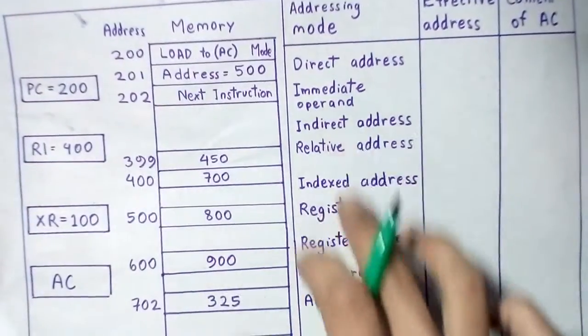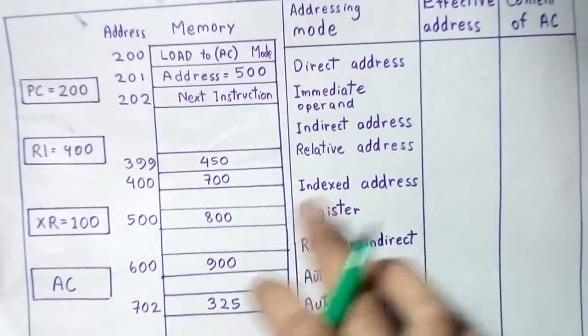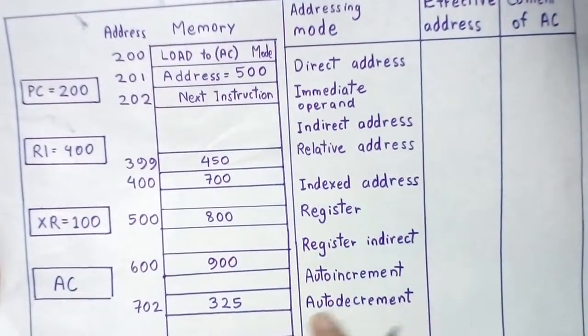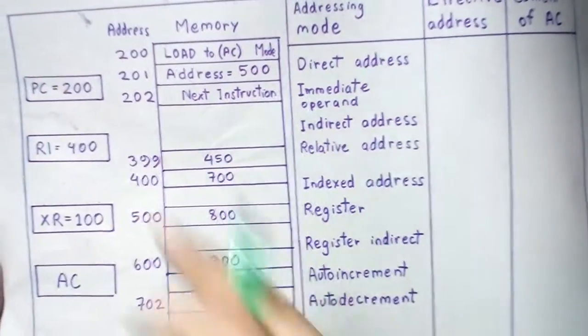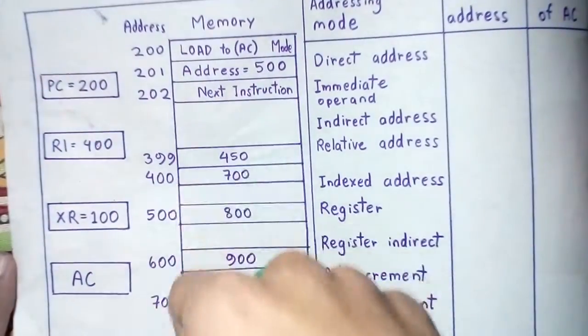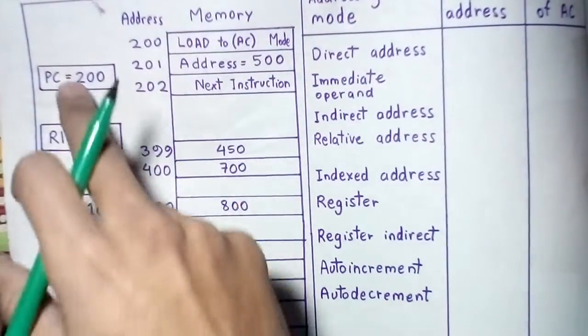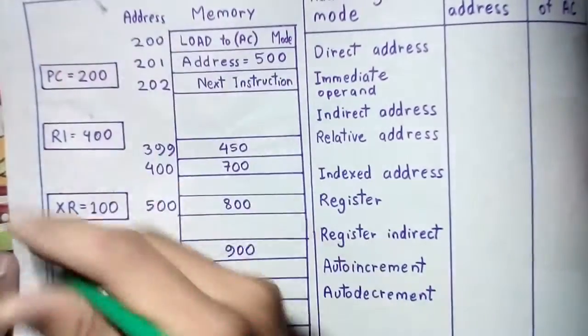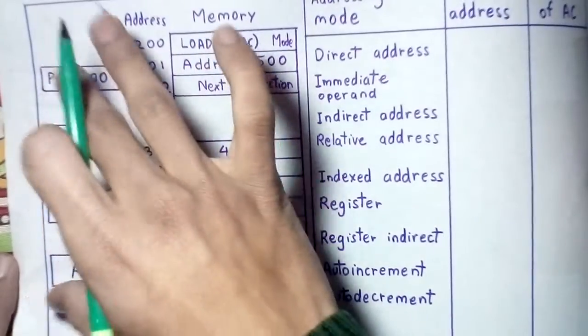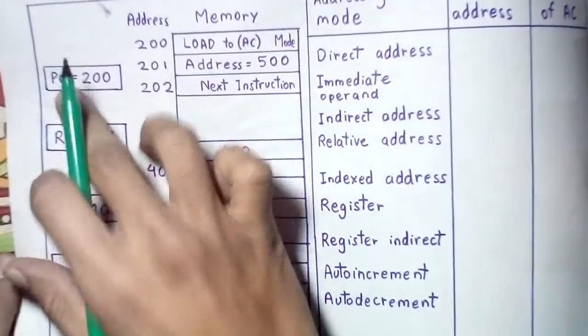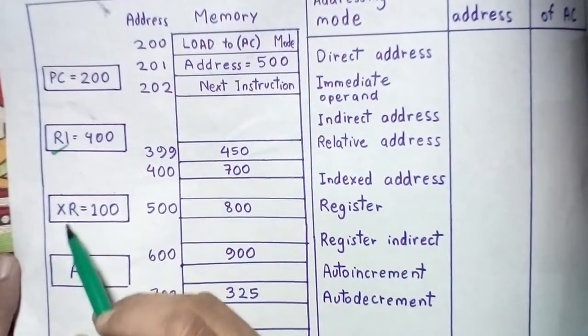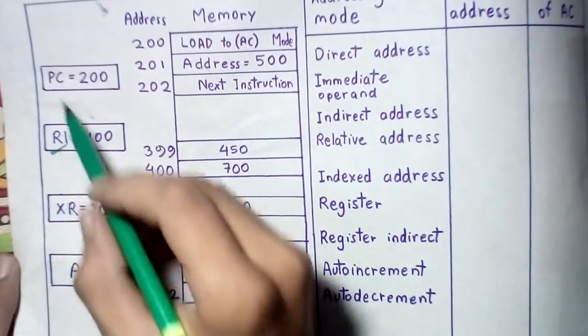These are the addressing modes. They are direct, immediate, indirect, relative, index, register, register indirect, auto increment, and auto decrement. Okay, and this is the memory. This may be RAM, where all the instructions and the programs are stored, and these are computer registers. All the computer registers inside the CPU, and this is the program counter.